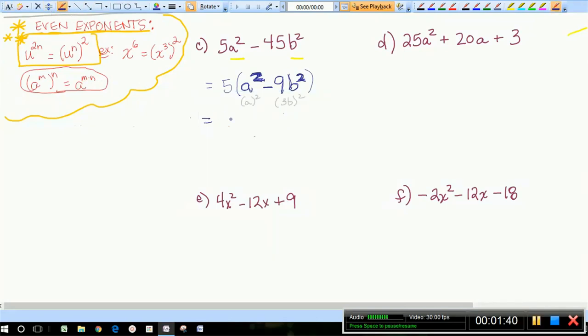Now, of course, I'm bringing my 5 down, right? That's this guy. I've already factored him out to the front. Two sets of parentheses, and we'll have the sum and the difference of the square roots, right? A and 3b. A, 3b, right?